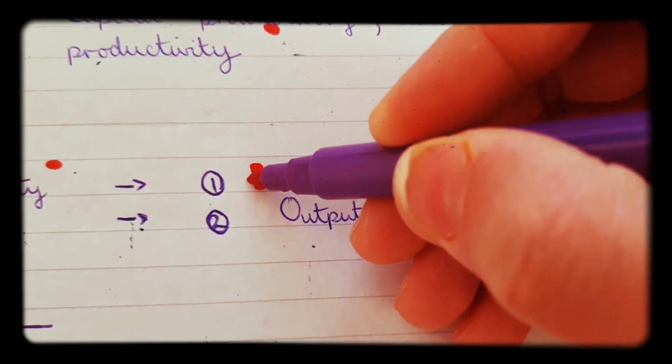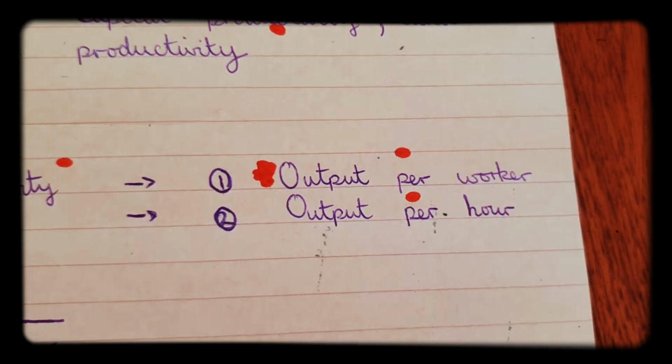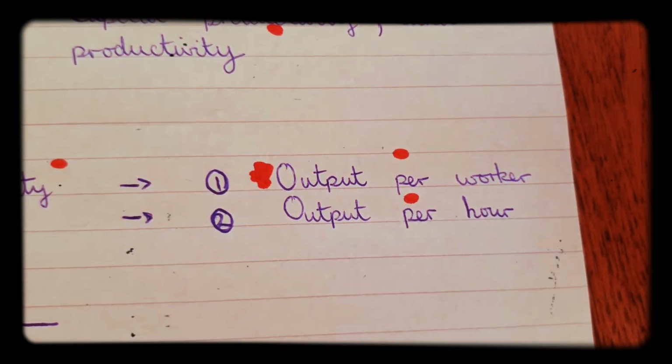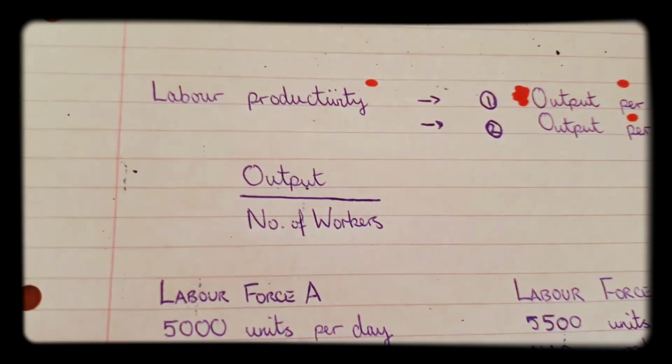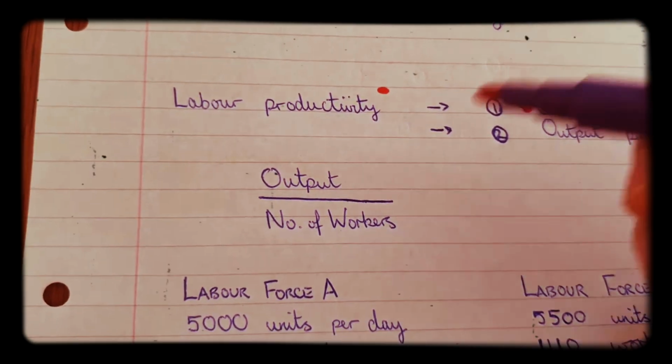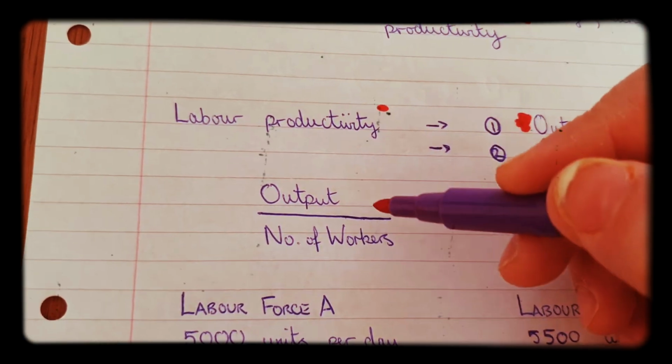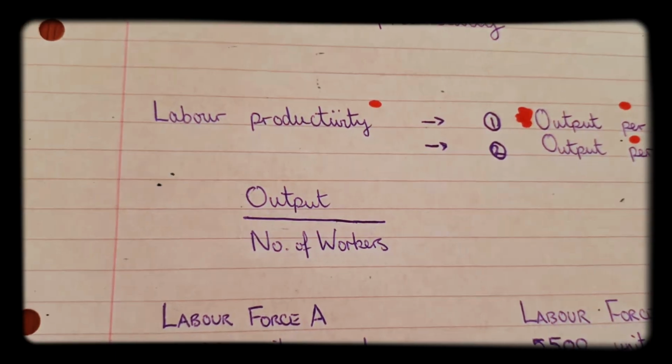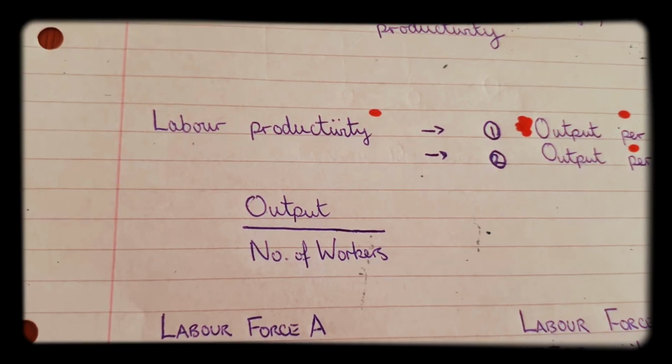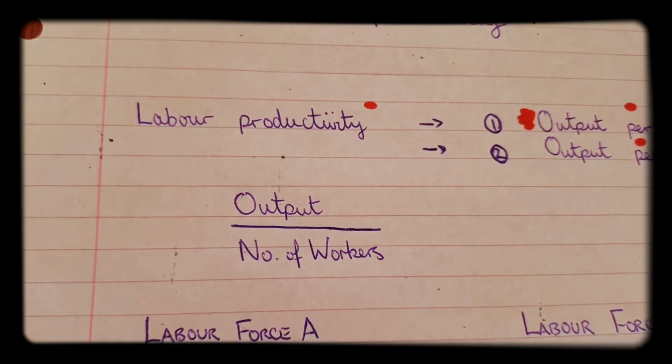I'm going to concentrate on this way here, output per worker in a given period of time, for example, a day. So this would be the formula that you can use to work that out: output divided by the number of workers, and that will give you the labor productivity.